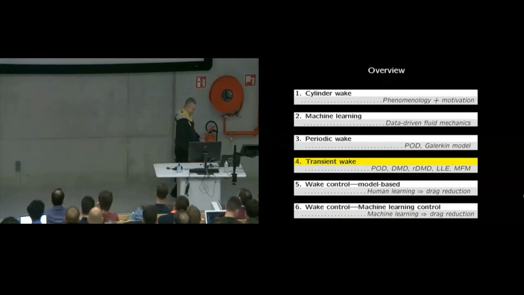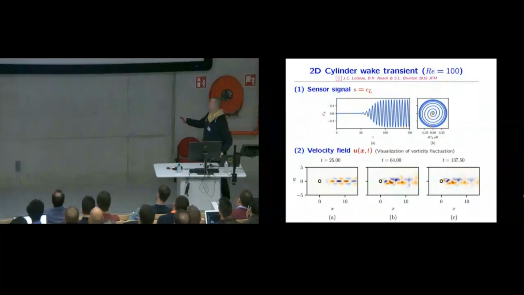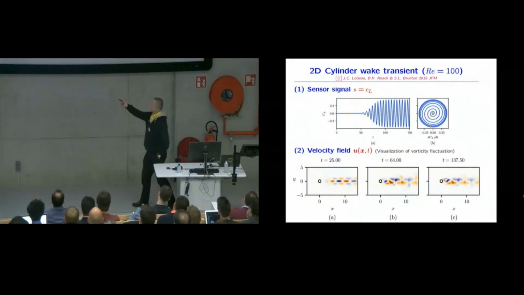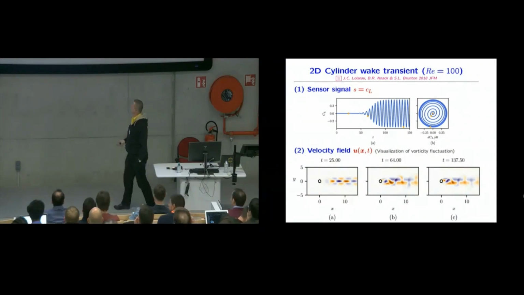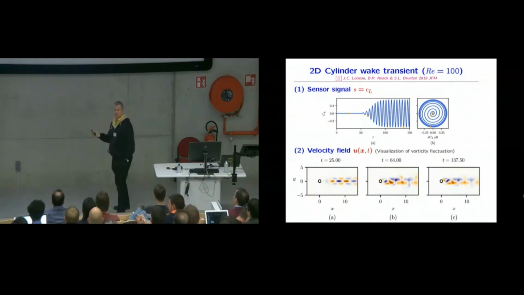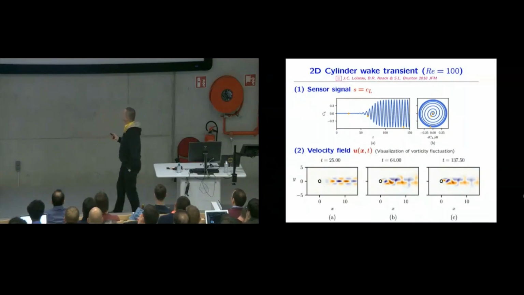Now, the interesting stuff comes now, the transient wake. So we look at some sensor signal, for instance, the lift coefficient. If we take the derivative of the lift coefficient, then we get a clear imprint of something like a Landau oscillator. It looks very easy, but there's some trouble.